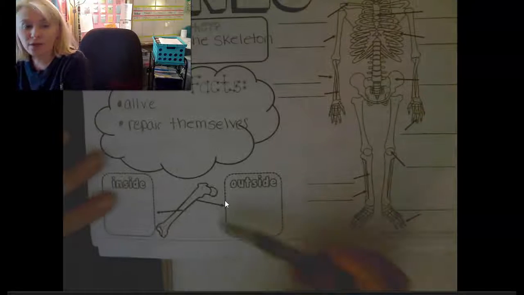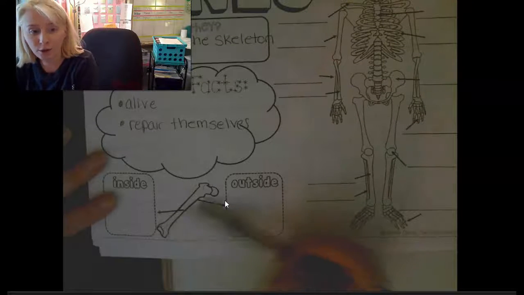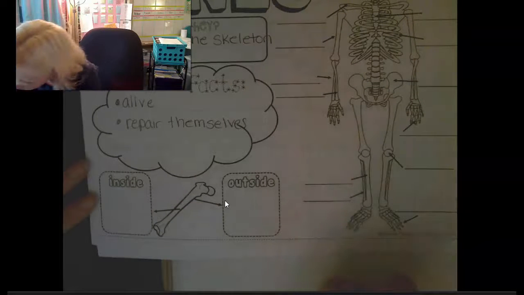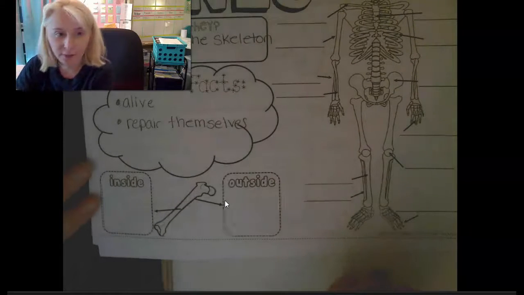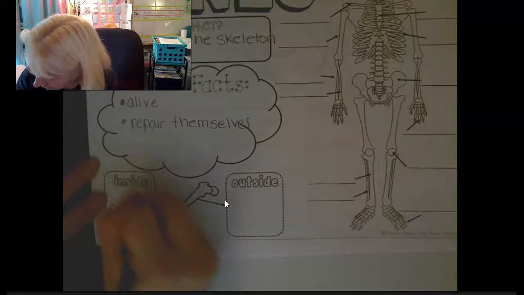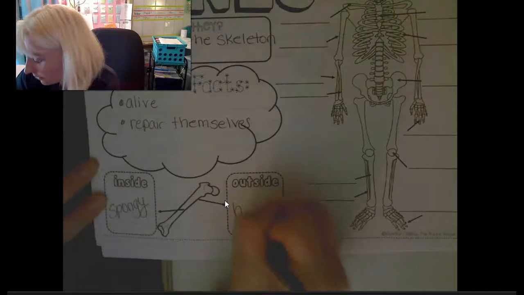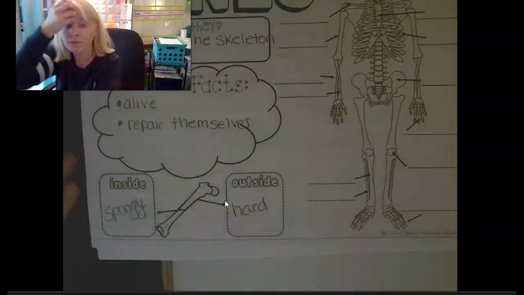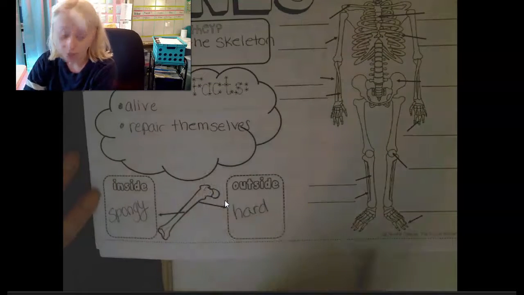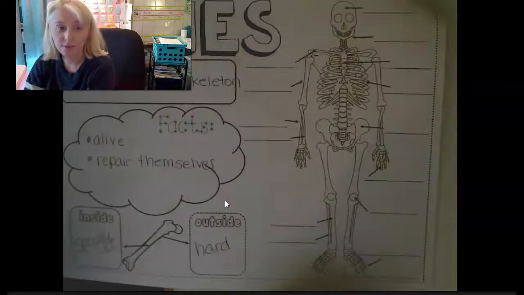Alright, so we have a picture of what type of bone here? A long bone, right? Because it is longer than it is wide. And it looks like the femur. Inside is spongy. Outside is hard. And there's more facts we could put in there. I just picked two that were interesting.